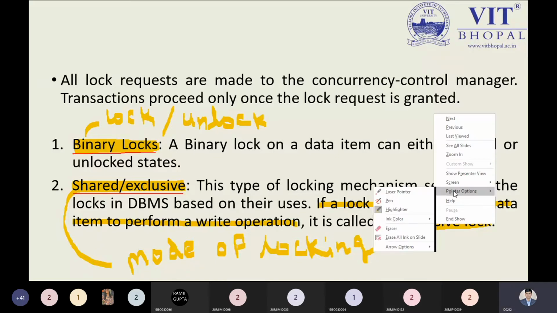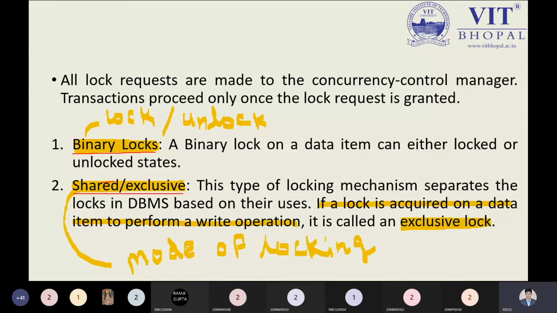If I'm using the shared lock mode, I can perform only the read operation. So this is known as read only. But with the exclusive mode, I can perform the read as well as the write operations. So these operations are applicable over here.